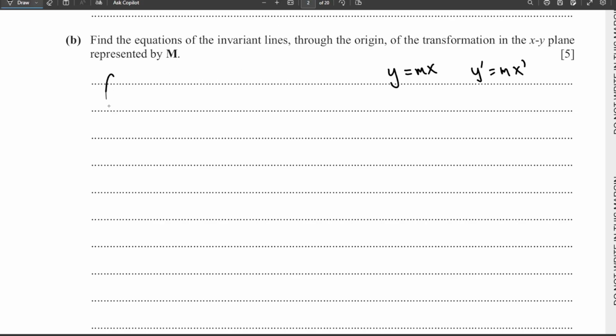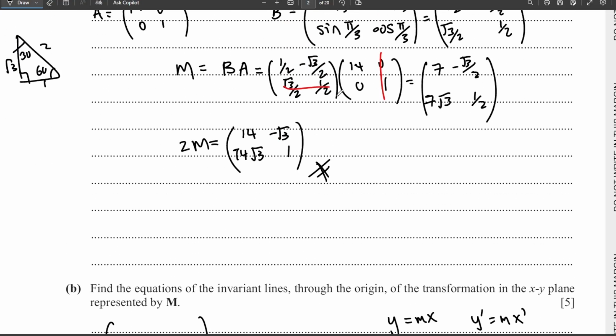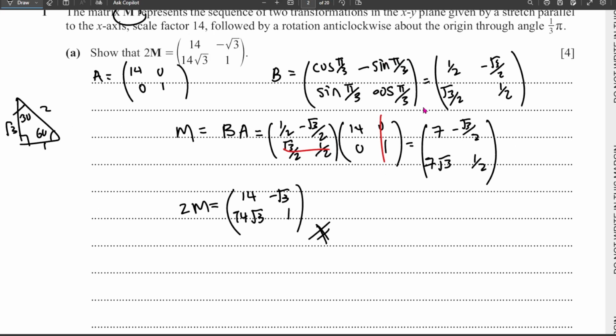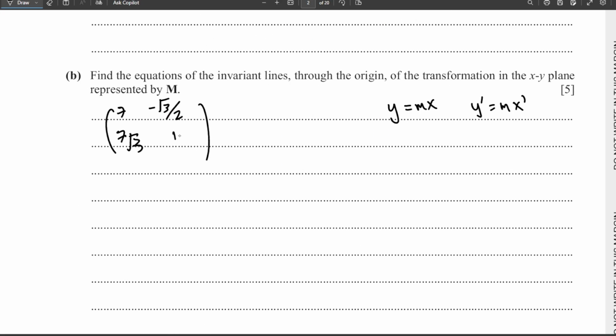Okay, so now we do the M first. Let's find out our M. So that is 7, negative square root 3 over 2, 7 square root 3, and half. We map onto the xy coordinate. So yeah, we'll do the matrix multiplication.